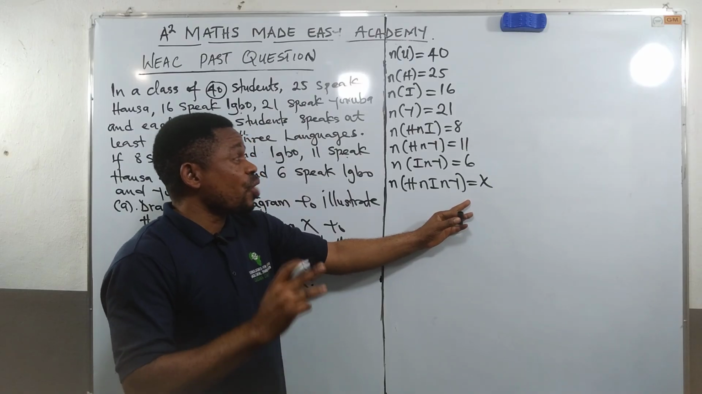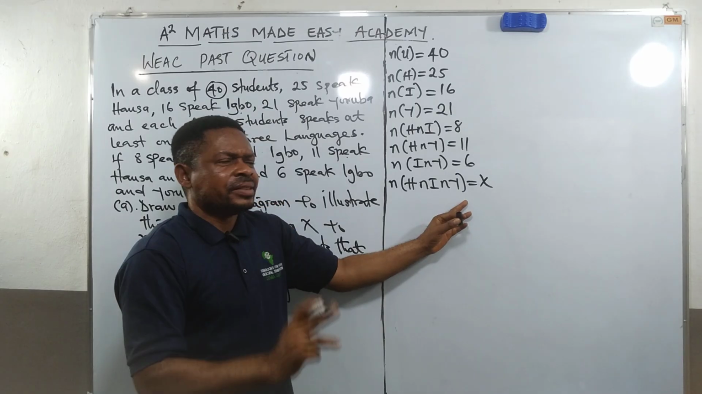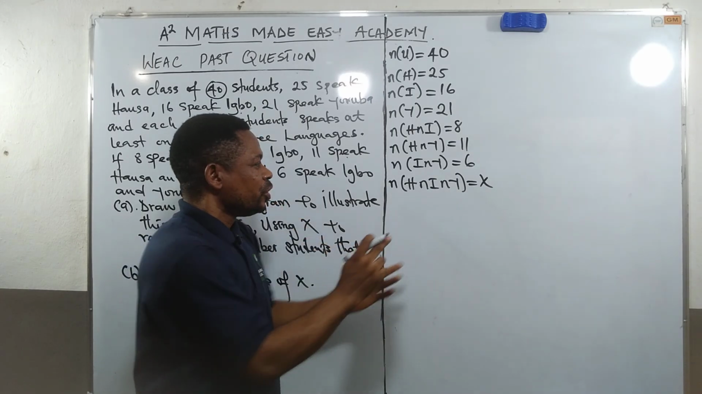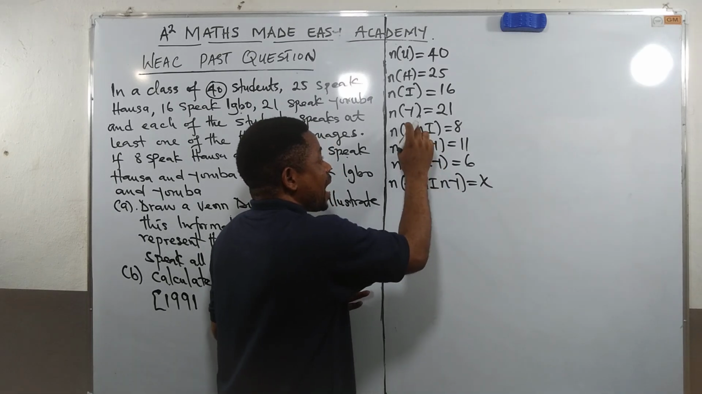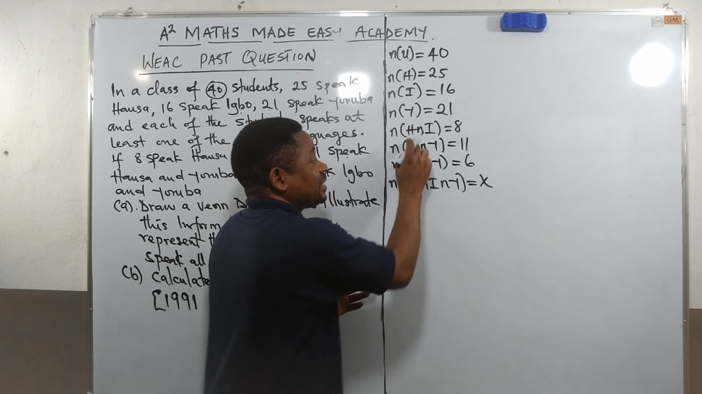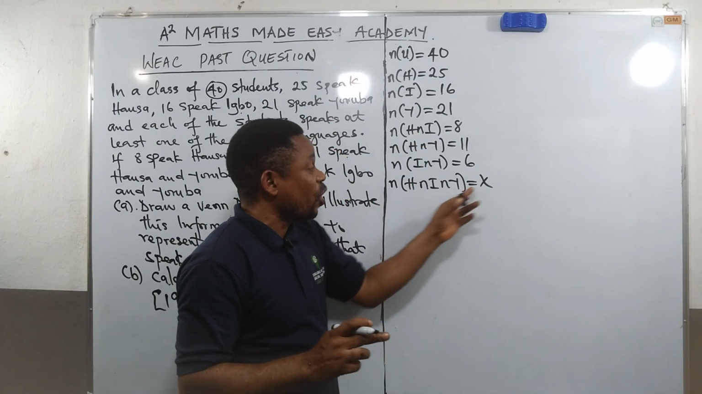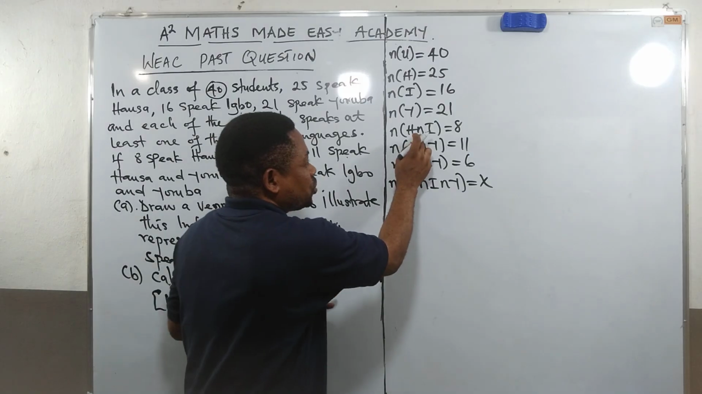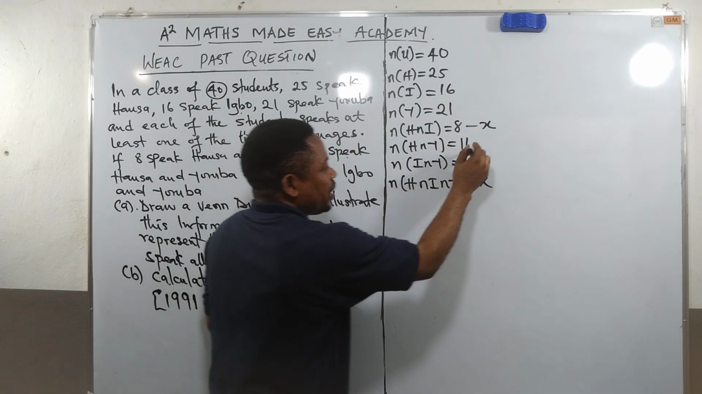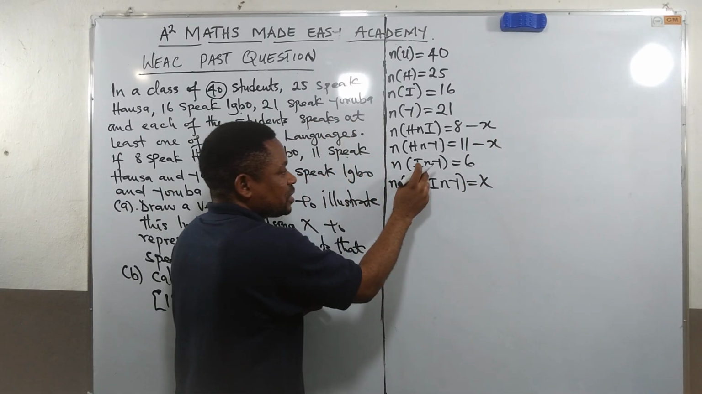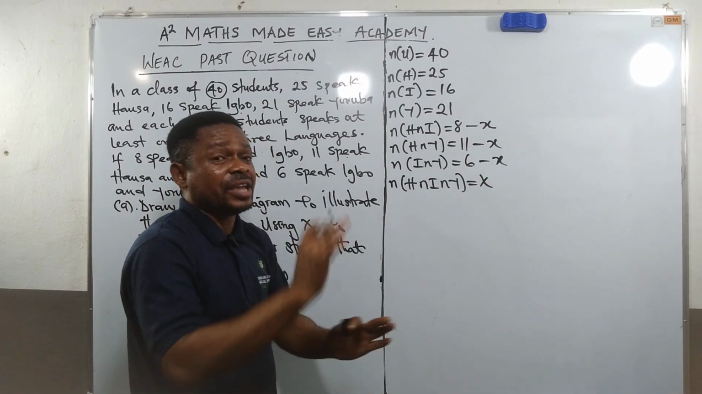Now, anytime you are working on a Venn diagram of a set that has 3 rings, the first thing you do is use the value of the intersection of the 3 rings and subtract it from each of the intersections of the 2 rings. The value of the intersection of the 3 rings is X. I will now go to each 2-ring intersection and introduce minus X. That is how it is done.